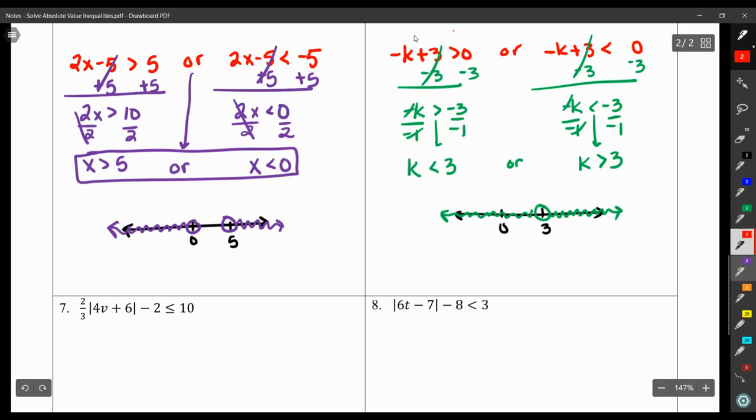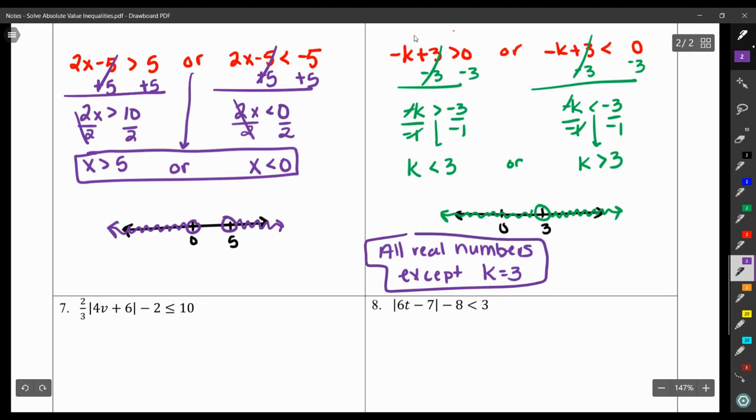So your final answer to this is, in fact, all real numbers except k equals 3. That is the only number you are not allowed to have. I can have every number to the left of 3, every number to the right of 3. I'm just not allowed to actually have 3.